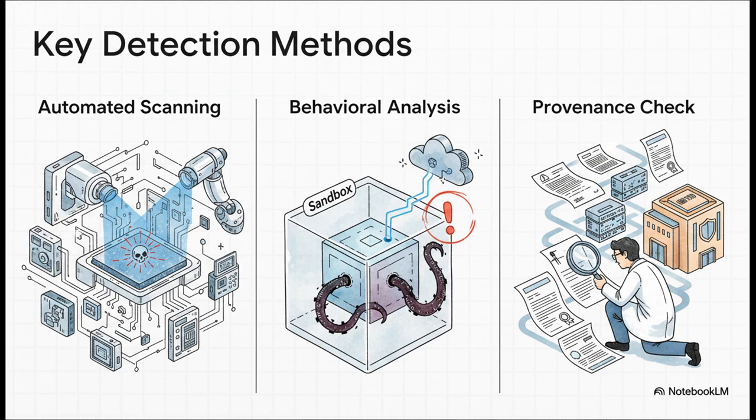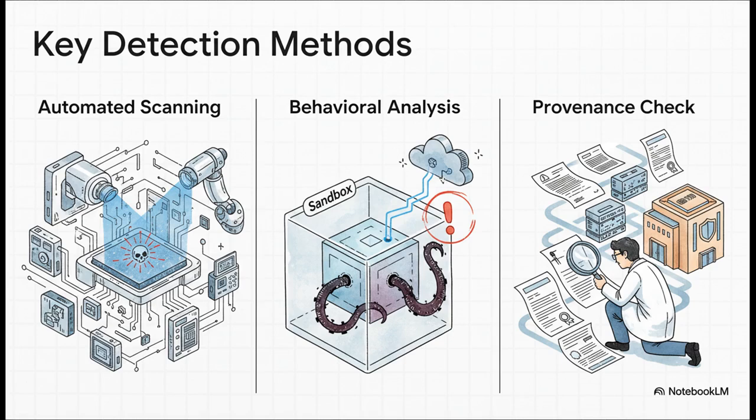Thankfully, security teams aren't flying completely blind. They've got a few key methods. First is automated artifact scanning, basically looking for known malware signatures in all the files that make up the model. Second is behavioral analysis, and this one is so important. You run the model in a safe, isolated environment, a sandbox, and you just watch what it does. Does your language model suddenly try to connect to the internet? That's a massive red flag. And finally, there's provenance and integrity verification, which is all about making sure the model's entire history, its chain of custody, is legit.